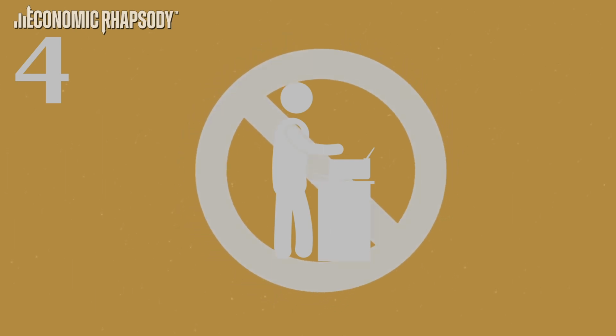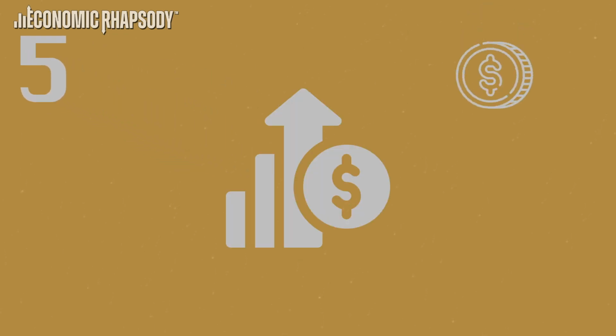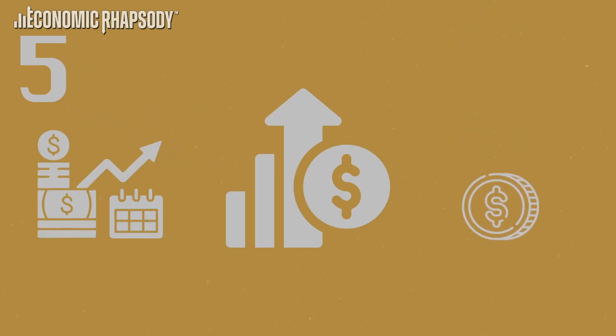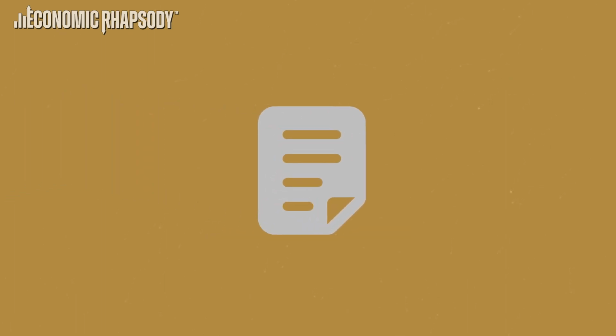Number 4, it promoted fiscal discipline by preventing governments from simply printing money to fund their spending. And the last advantage, the gold standard provided a stable environment for investment by limiting currency fluctuations and encouraging long-term investment. Overall, these advantages helped to establish the gold standard as a key player in the global economy for many years.